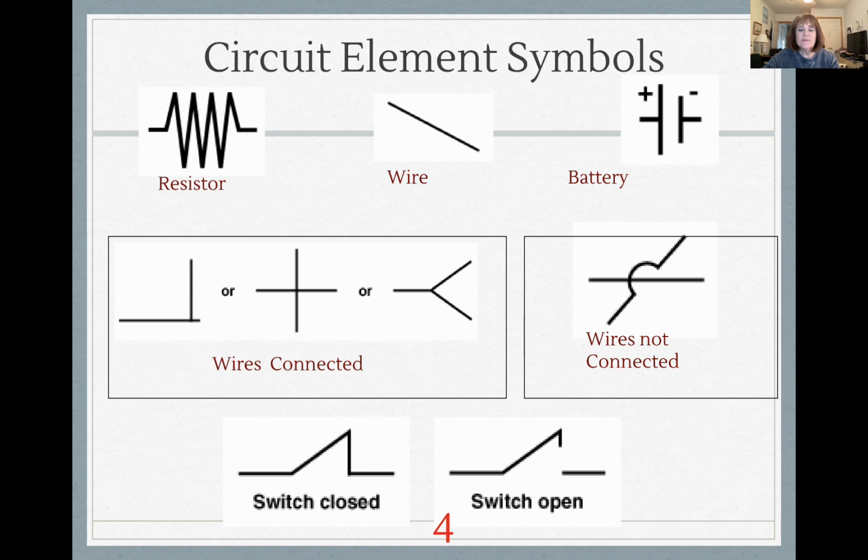These are the circuit elements that you need to be able to draw and identify. A resistor is a jagged line, wire is a straight line, a battery has a long and a short. Wires that are connected will actually cross, whereas wires that are not connected, you have to draw a little bubble in them. And then you need a closed switch and an open switch. So be sure you can draw those circuit elements.